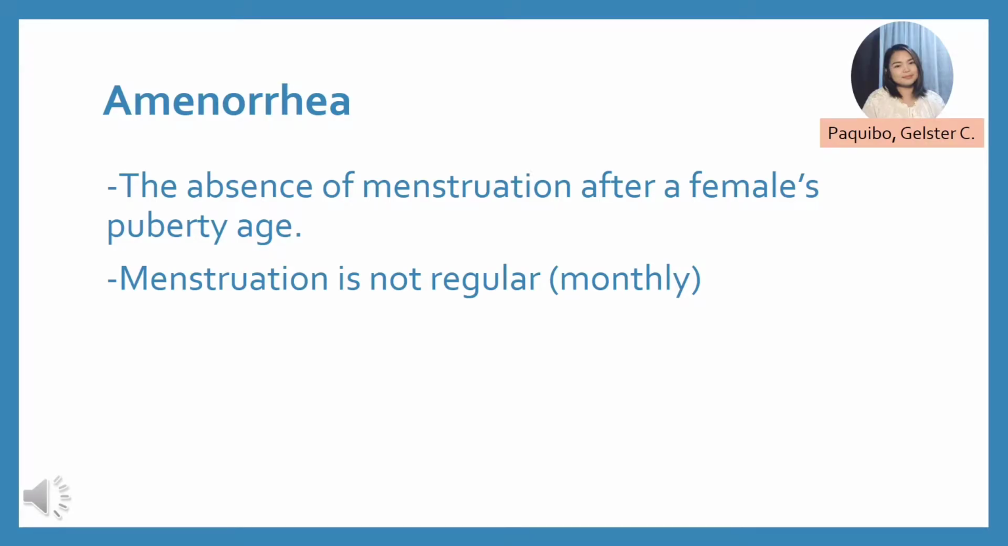Amenorrhea is the absence of menstruation after a female's puberty age. There are times when females are not supposed to have their period, such as before puberty age, during pregnancy, and after menopause. But if the puberty age has passed and she still has not had her first period, this is a sign of amenorrhea. And in another case, even if a woman does have her period at the right age, yet does not have a regular monthly period, this is also a symptom of amenorrhea.